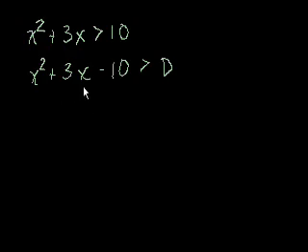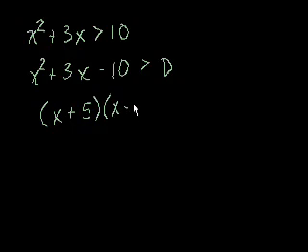Now let's see if we can factor it. Are there two numbers that when you multiply them become negative 10, and when you add them become positive 3? Well, yeah, positive 5 and negative 2. At this point, I think you already know how to do factoring, so this should be hopefully obvious to you. So it's x plus 5 times x minus 2 is greater than 0.